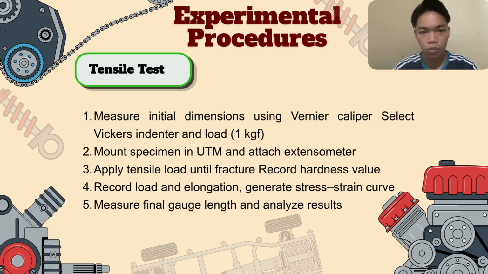Second, we mount the specimen in the UTM, attach the extensometer, and apply the tensile load until fracture. Then we record the load and elongation so that we can generate a stress-strain curve. Finally, we measure the final gauge length and analyze the results.